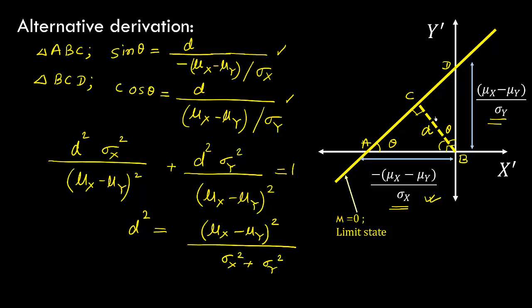So this means this distance D is nothing but D is equal to mu x minus mu y, divided by the square root of sigma x square plus sigma y square. And this is same as we derived earlier. So now we can see the distance from origin to the limit state line is somehow a measure of reliability. In fact, in some special cases, this distance becomes equal to the reliability index.